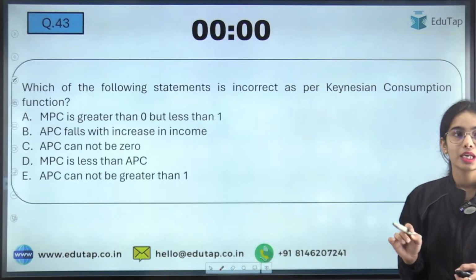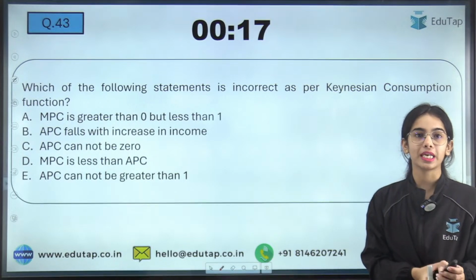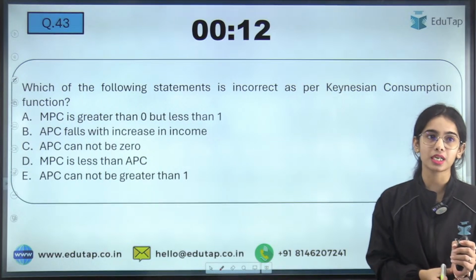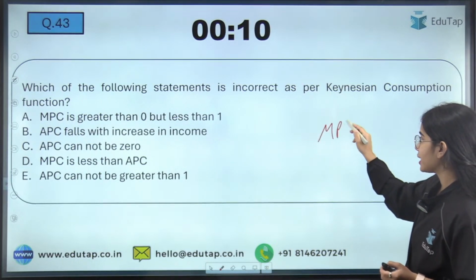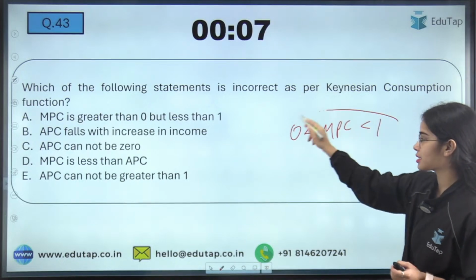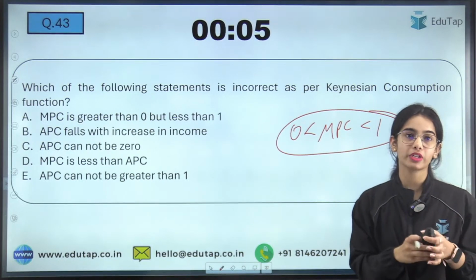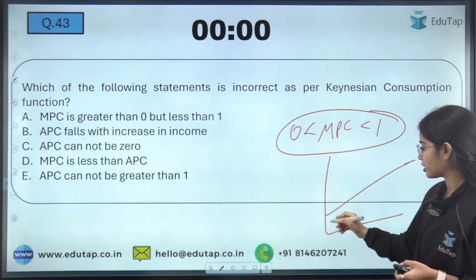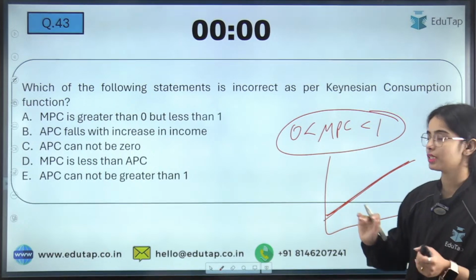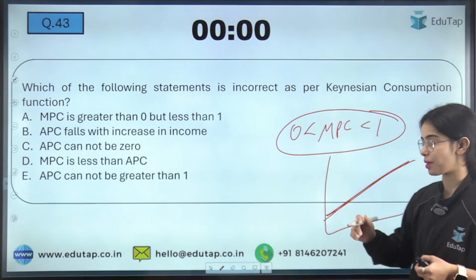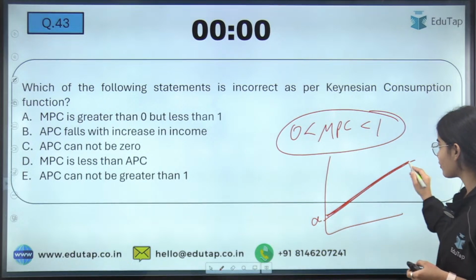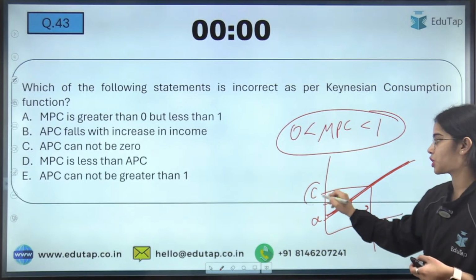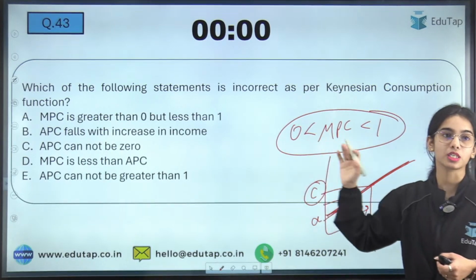Okay. Now coming to the next question: what is the relationship between the MPC and APC, or which of the following statements is incorrect as per the Keynesian consumption function? MPC is greater than 0 but less than 1. This is correct because the MPC is the slope of the consumption function, and as per Keynes the consumption function is upward sloping. So there is an increase in consumption. Here we have autonomous consumption, and with the increase in income, your consumption is also increasing. So MPC is in between 0 and 1.